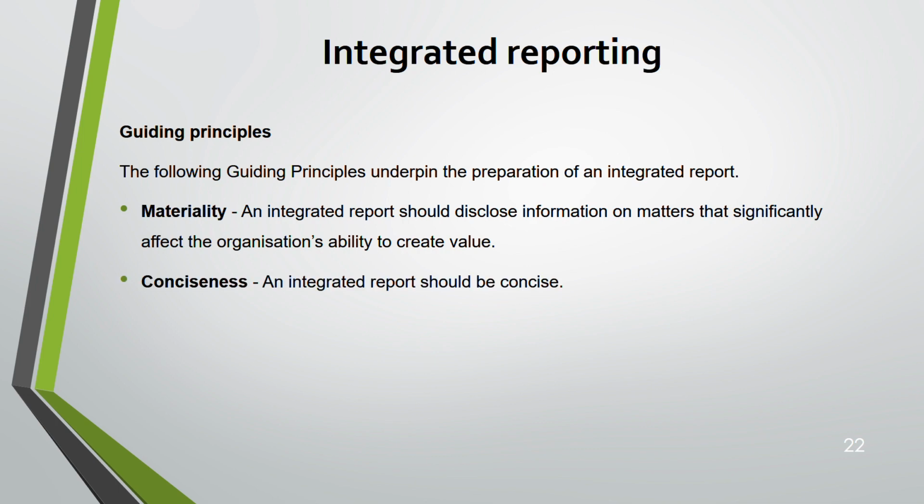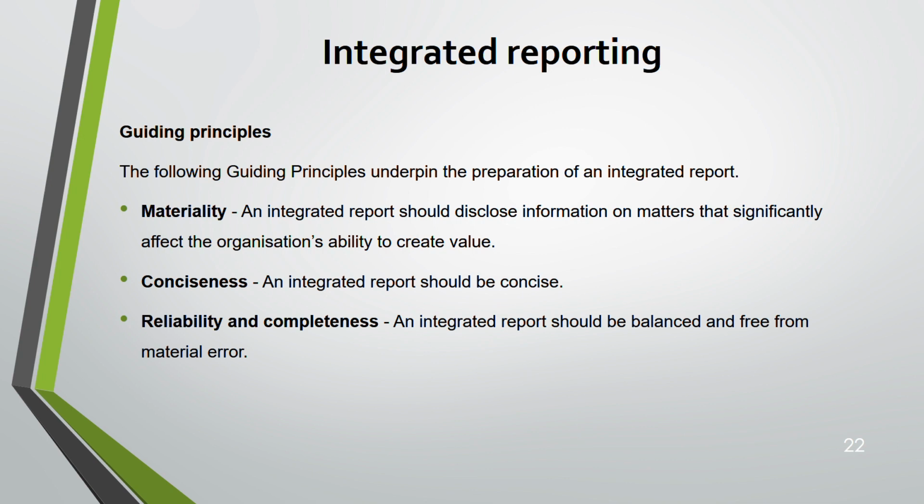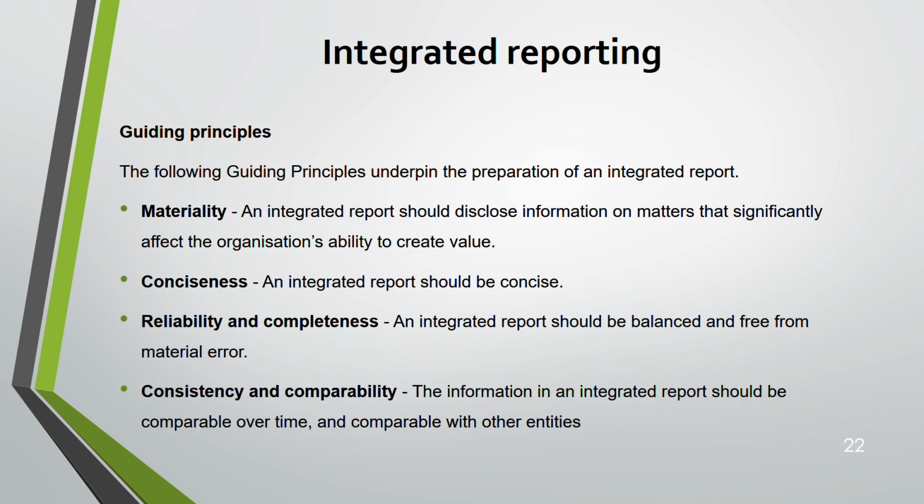Then conciseness. You have to keep information very brief so that when users read it, they do not become overwhelmed by too much information and lose sight. So keep it brief and to the point. Reliability and completeness. The report should be complete and it should be reliable. That means it should be balanced and free from any error. Consistency and comparability. It should be consistent and you should be able to compare it over time and with other entities. It should be prepared in such a way.